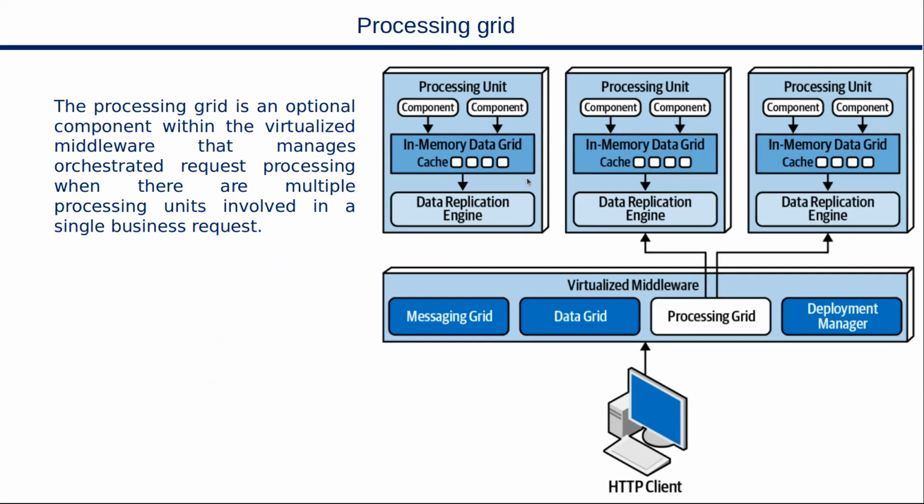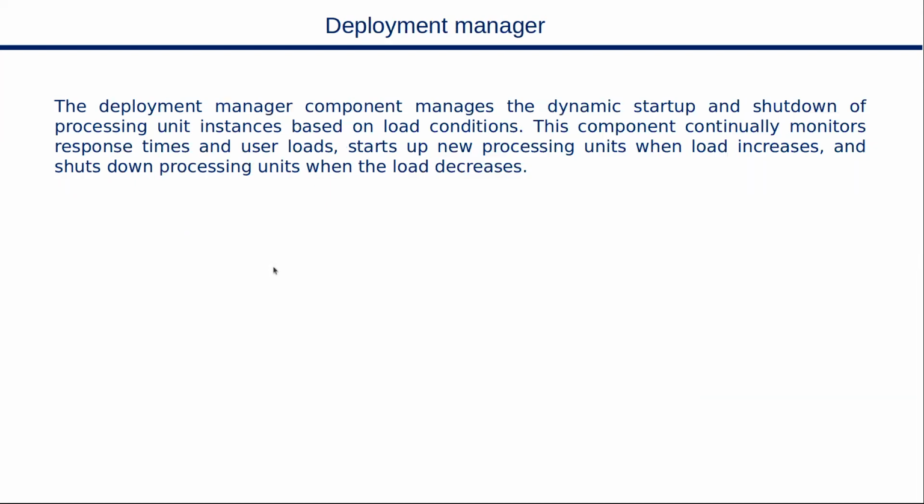The processing grid is an optional component within the virtualized middleware that manages orchestrated request processing when multiple processing units are involved in a single business request. This is quite optional, but if multiple processing units are required to handle one business logic case, then the processing grid plays the role of an orchestrator. It will orchestrate requests between these processing units to handle this functionality.